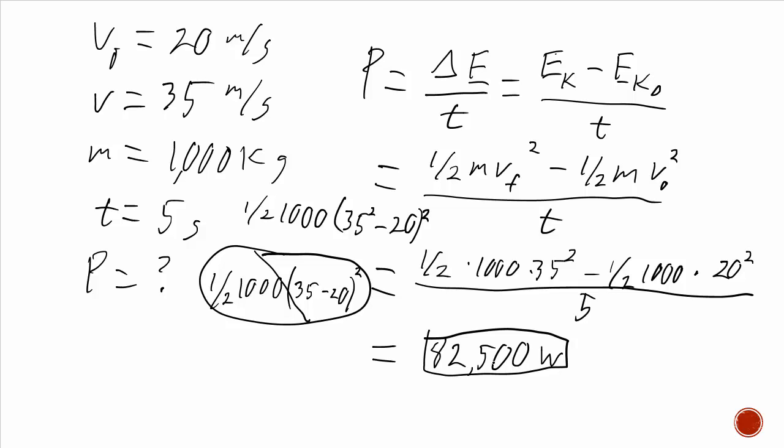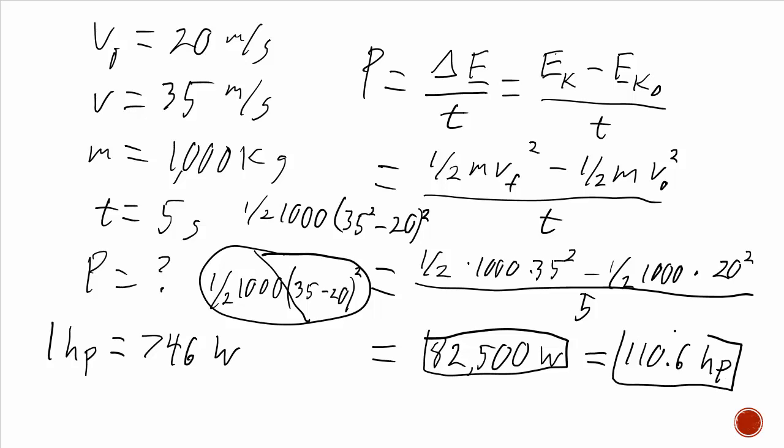Okay, so back to this 82,500 watts. If you've heard of the power ratings of cars, we don't typically measure them in watts because we would have these huge numbers. What we usually use is horsepower, and it turns out that 1 horsepower is equal to 746 watts. So this here is only about 110.6 horsepower, which is not a huge horsepower rating for a car.